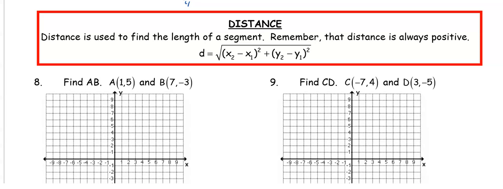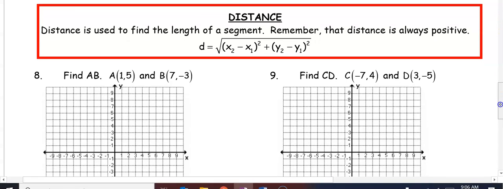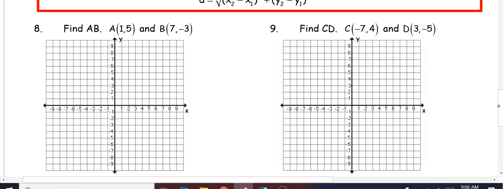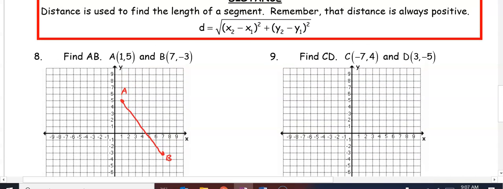So in number 8, I have the 2 points 1, 5, and 7, negative 3. So I'm going to plot those points. 1, 5 is A, and 7, negative 3 is B. So I want to find the length of this segment. So I can do it 2 ways. One, I can use the distance formula.